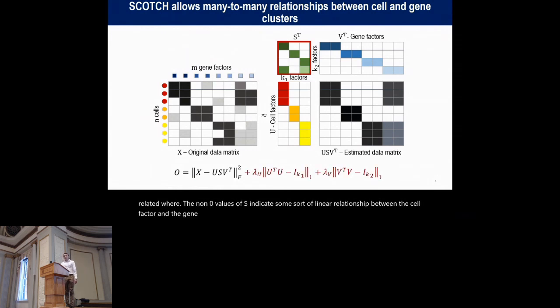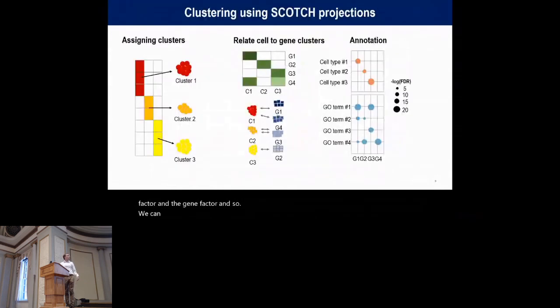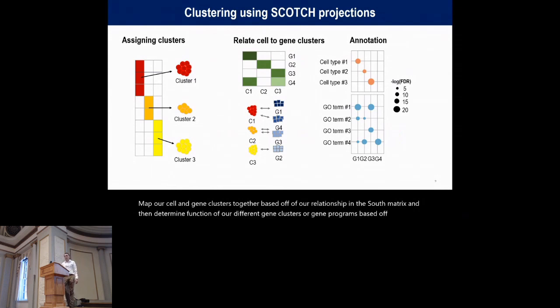And so we can use this for clustering as well, where, again, we assign our cells to clusters based off of our U annotation, map our cell and gene clusters together based off of our relationship in the S matrix, and then determine function of our different gene clusters or gene programs based off of some sort of annotation pipeline.